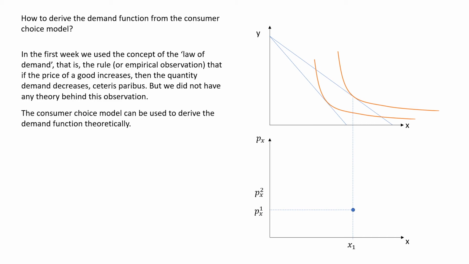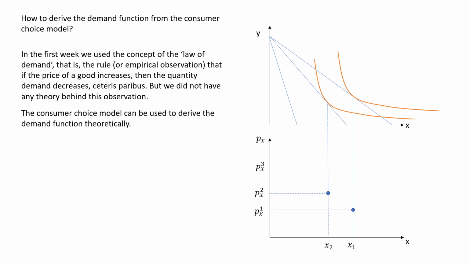Now the consumer will be forced to choose along a lower indifference curve, achieving a lower level of utility, and the new optimal bundle will contain x2 quantity of x. This point is again an optimal point, so this will be along the demand curve. Let's look at the third point.